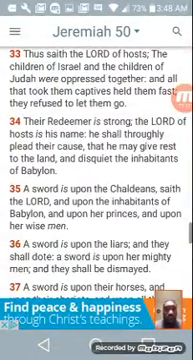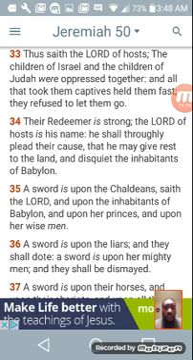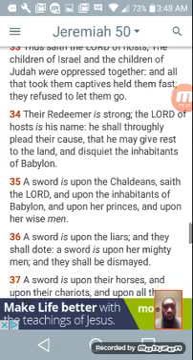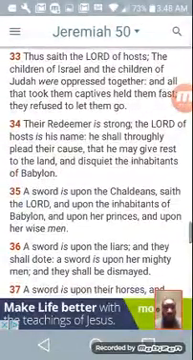Jeremiah 50:33. Thus saith the Lord of hosts, the children of Israel and the children of Judah were oppressed together, and all that took them captives held them fast. They refused to let them go. Hey, that's right. As soon as they figured out they can use you to do all their handiwork, and take your land, take your women as spoils, they held fast to you and they didn't let you go.